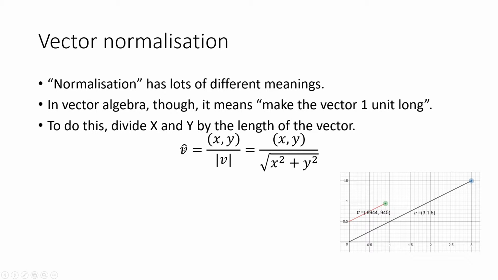So if the vector is normalized, v hat, then the way to get that is take the x and y values, divide by the magnitude of v. And we saw earlier the magnitude of v is x squared plus y squared all square root. So there's your final formula for a vector normalization. And here's an example. Take the vector 3, 1.5 and normalize it. So if you get the length of that vector and divide the 3 by it, divide the 1.5 by it, you get this here, 0.8944 and 0.945. I've just kind of shifted it upwards so you can actually see the difference.